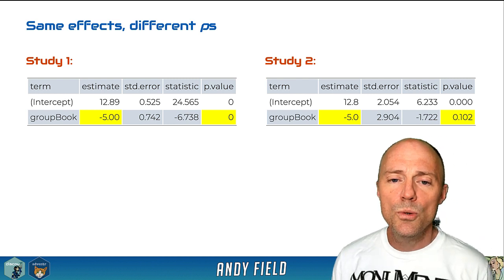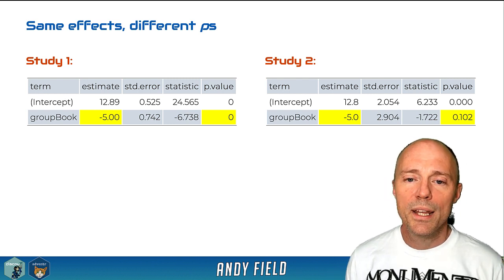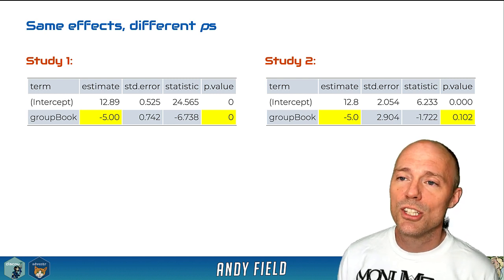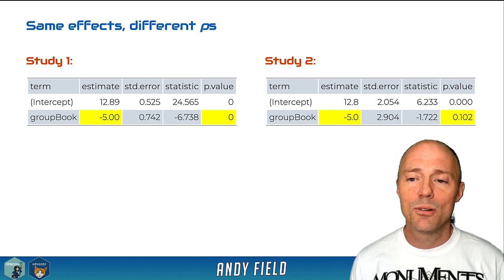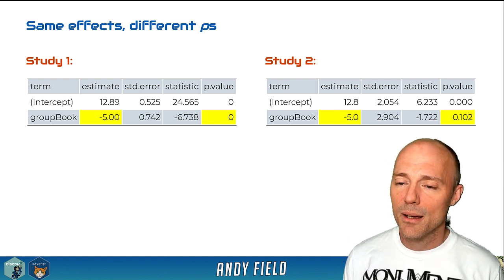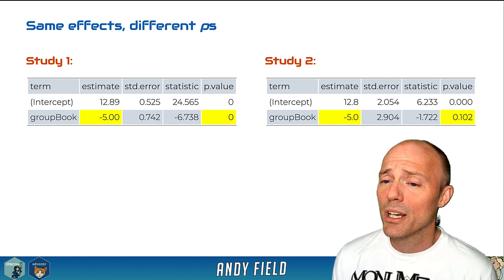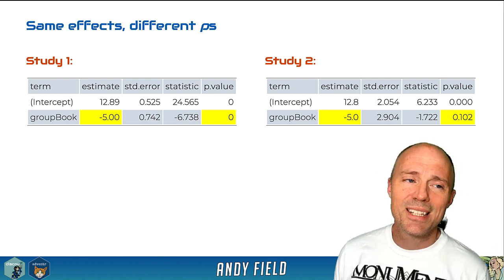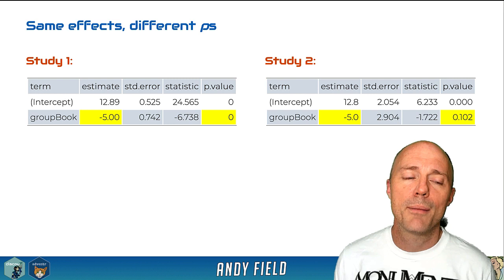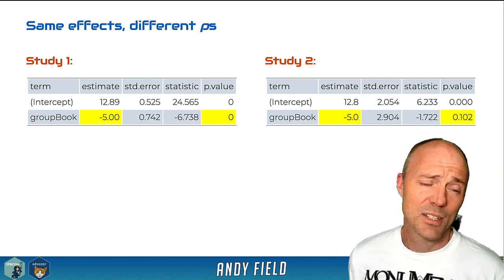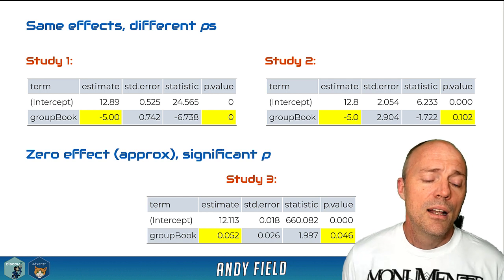In study 2, we have exactly the same effect. So self-esteem changes by 5 on our self-esteem scale, but now the p-value is not significant. It's above the threshold of 0.05, so we conclude it's a non-significant result. So here we've got 2 different studies that have the same effect size, the value of the parameter is identical, but we get different p-values. That's weird. Let's have a look at this other study.